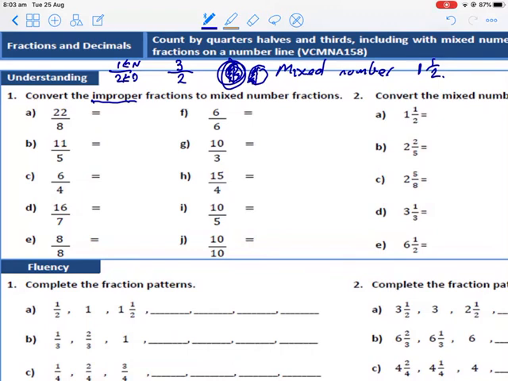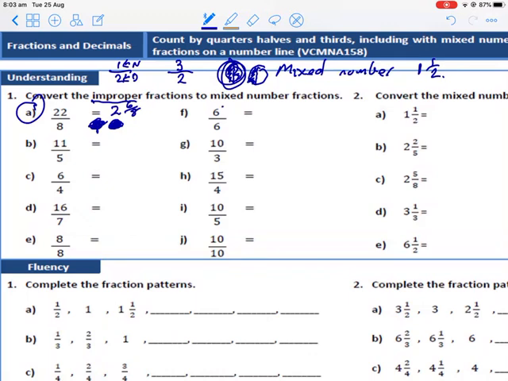All you've got to do is make sure that on the first one, I'll go through the first one with you, which is A, 22/8. Now you've got to work out how many wholes there are in 22/8. So what I do is I say, well, you would need 8 eighths to make a whole. So that's one whole, and that's two lots of 8, that's 16, and so we've got 6 left. So the answer is 2 wholes and 6 eighths.